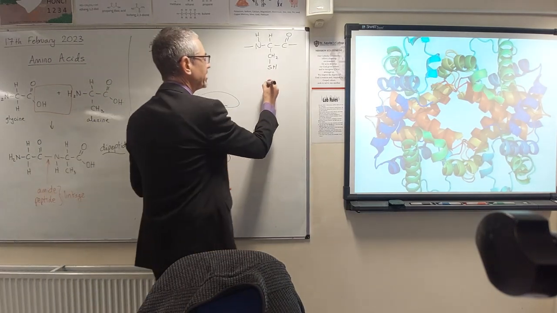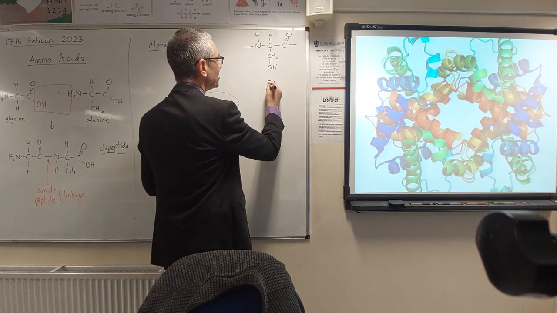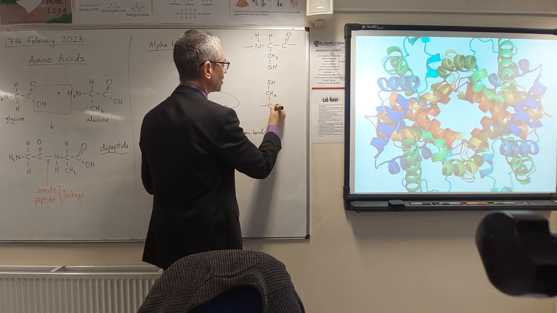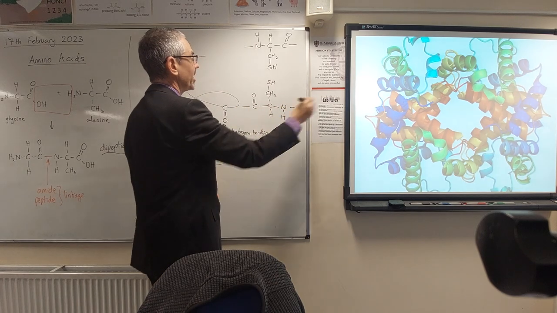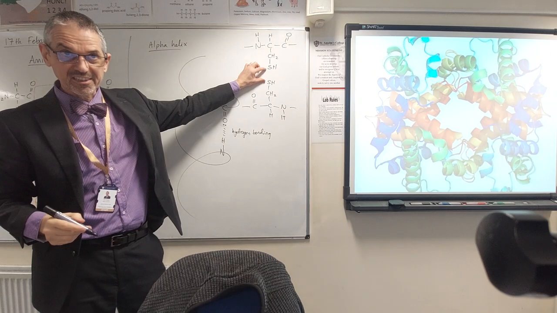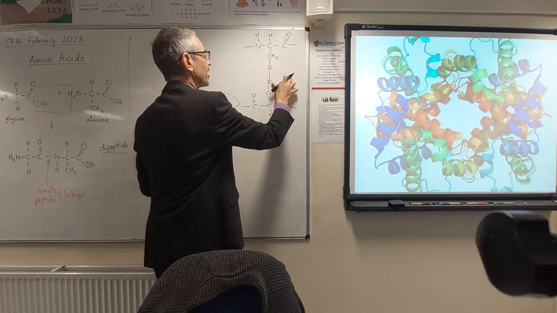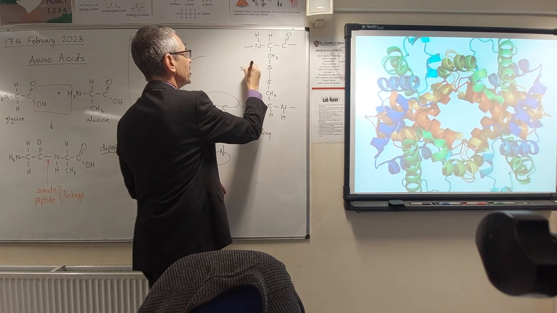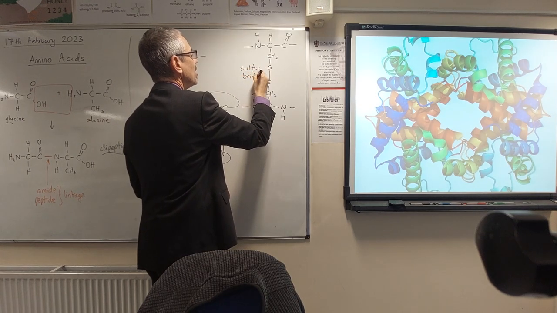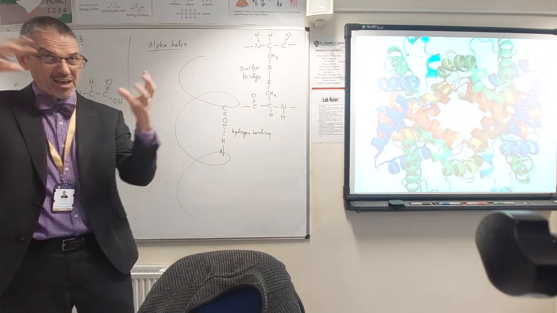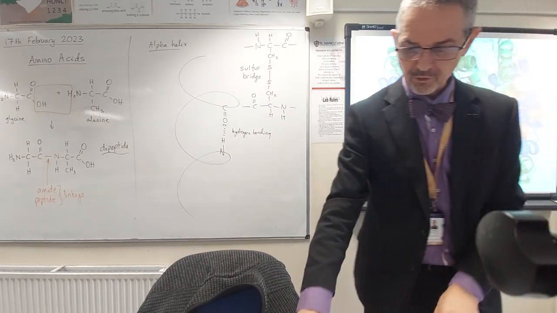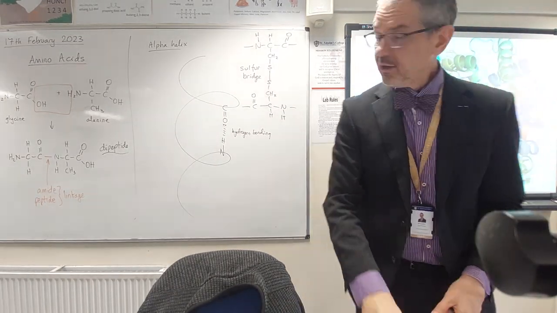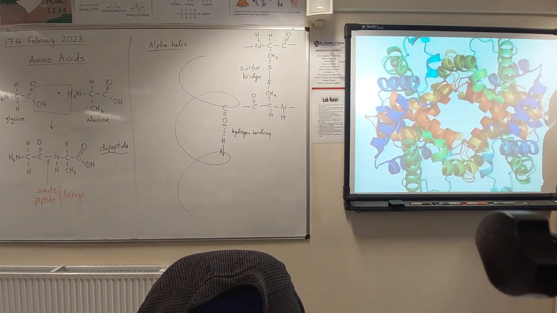But what can happen is if we have two cysteines in different parts of the molecule. So here's another one over here. So we've got one long chain here and another long chain there. Where the two cysteines meet, these sulfurs can actually join together and make a sulfur bridge. And that will hold the protein in place there. It's kind of beautiful, isn't it?